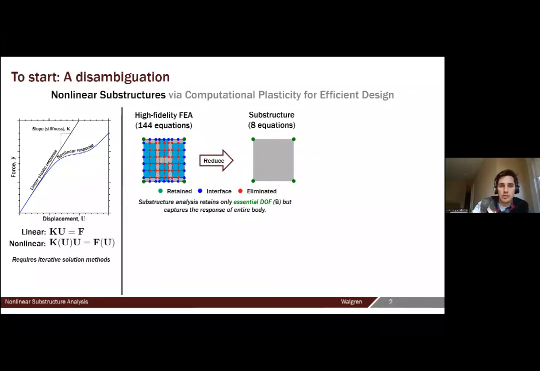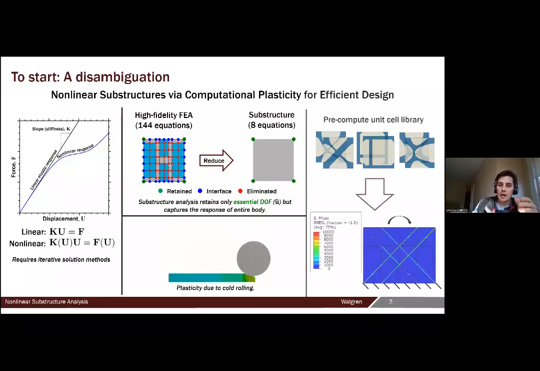We're using substructures, which is a way to pre-compute and save essential structural information from the linear physics down to a reduced set of degrees of freedom or nodes for efficient computation on the linear side. Then computational plasticity: we're using the mathematics that was developed back in the 30s and 40s, but we're applying it to substructures in the nonlinear sense. And I'll get into all of that.